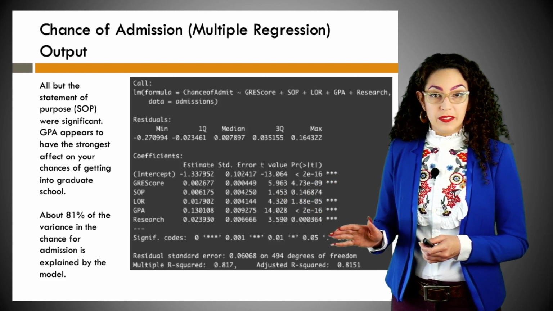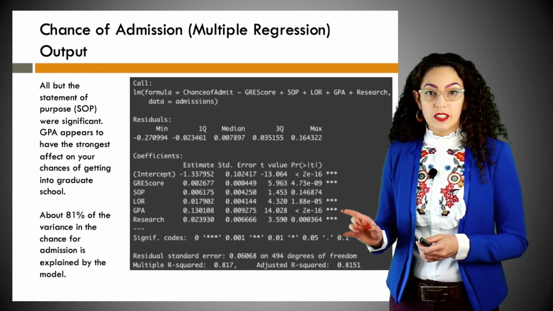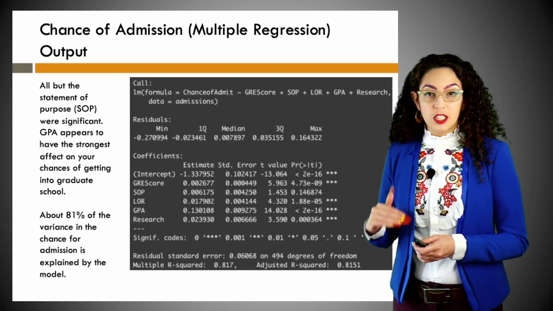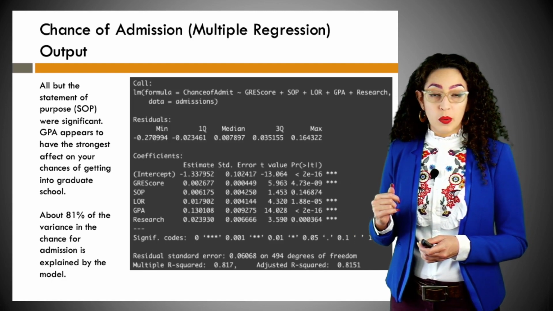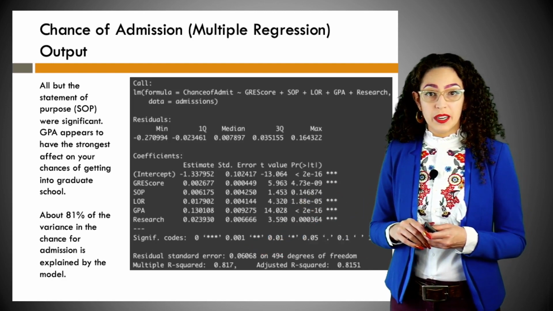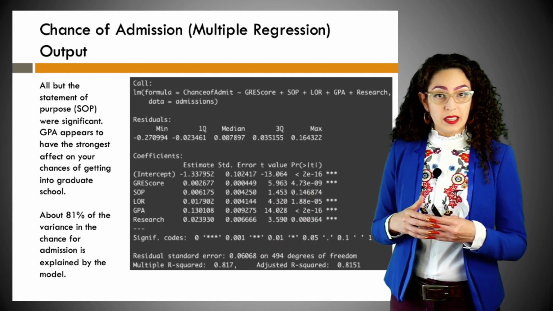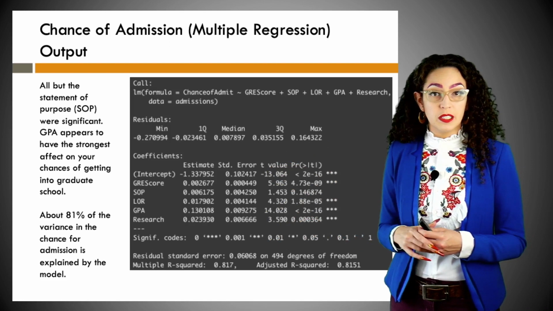And all the rest are significant, but of all those that are significant, which one is the most predictive? And it looks like GPA. For every additional point your GPA goes up, your chances of getting in go up by about 0.13. Also, about 81%, looking at our R squared, of the variance of getting into grad school is accounted for by our model with all of these different predictors.